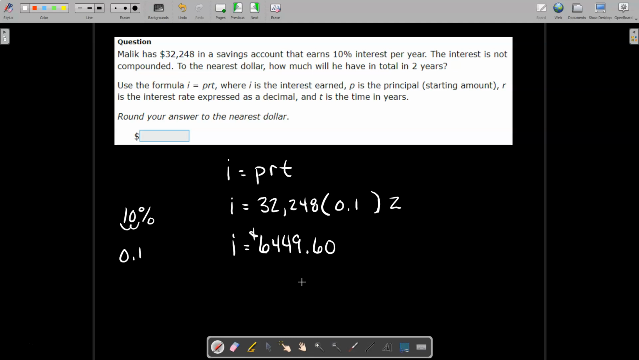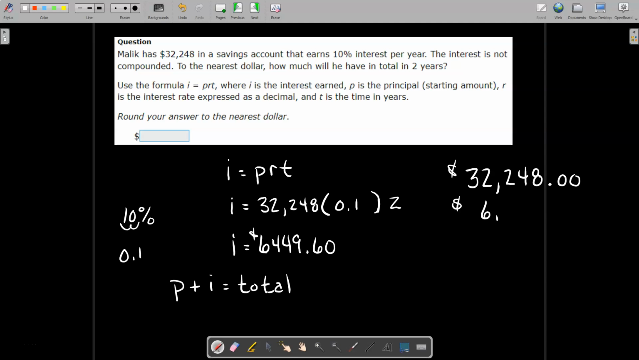It is money, so let's put a label on it. Now, remember, we need to take his principal and add it to the interest to get the total, because that is what they're asking us, reminding you that how much will he have total. So let's go ahead and take that principal of $32,248.00. And we're going to add to that $6,449.60. We'll go ahead and do this one by hand.